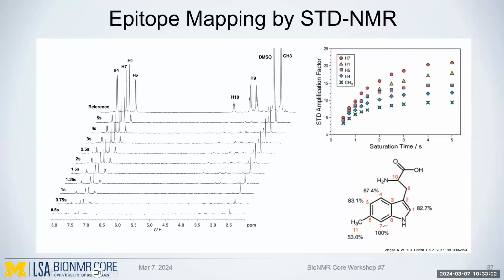So now we know that number 7 proton is closest to the macromolecule upon binding. This is followed by number 5 and number 1. And number 4 and the methyl group are distant from the macromolecule. And number 9 and 10, they do not have STD signal. This indicates those 2 protons are more distant from the macromolecule upon binding.